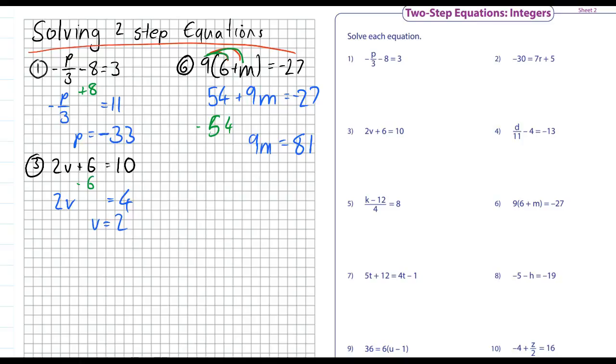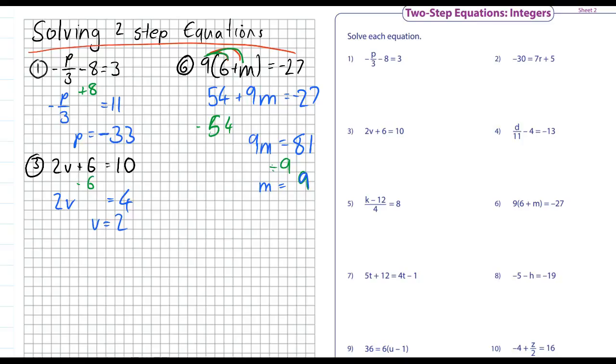Divide both by 9, because if 9 lots of something equal negative 81, I divide by 9 to find out what one lot of that something is, and I'm left with m equals negative 9. And that's my final answer.